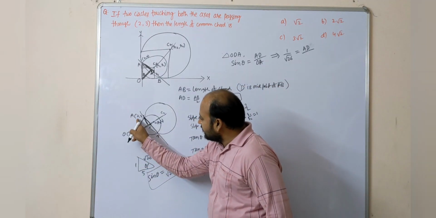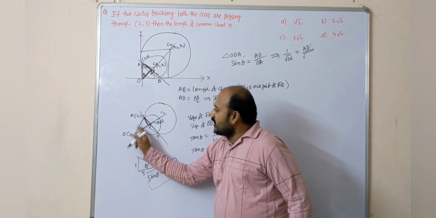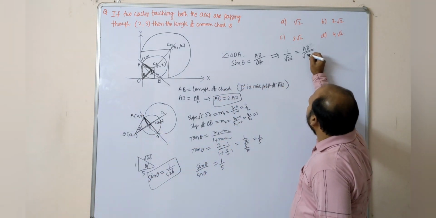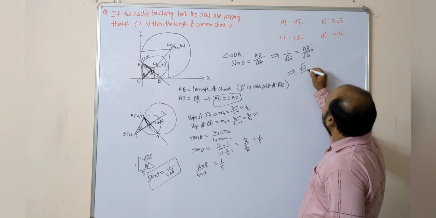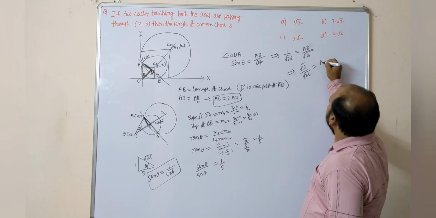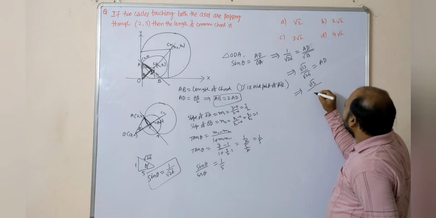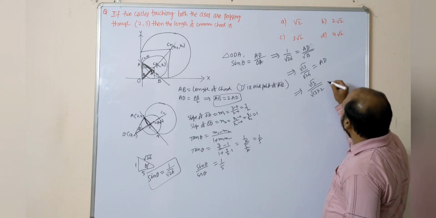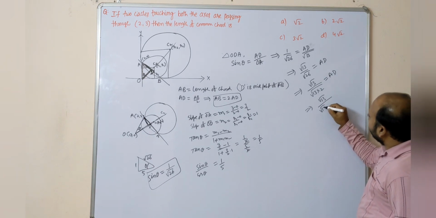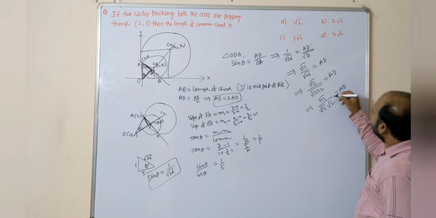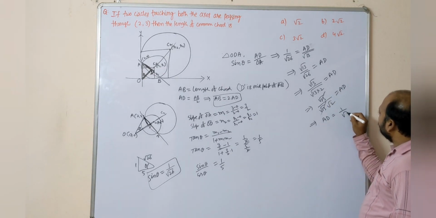OA value is how much? Distance between these two, OA. So root 3 square plus 2 square, so 9 plus 4, 13. So from this, root 13 I am taking here. Root 13 by root 26 is equal to AD. Root 13 by root 26 means root of 13 into 2, so root 13 by root 13 into root 2. 1 by root 2 we got. So AD is equal to 1 by root 2.